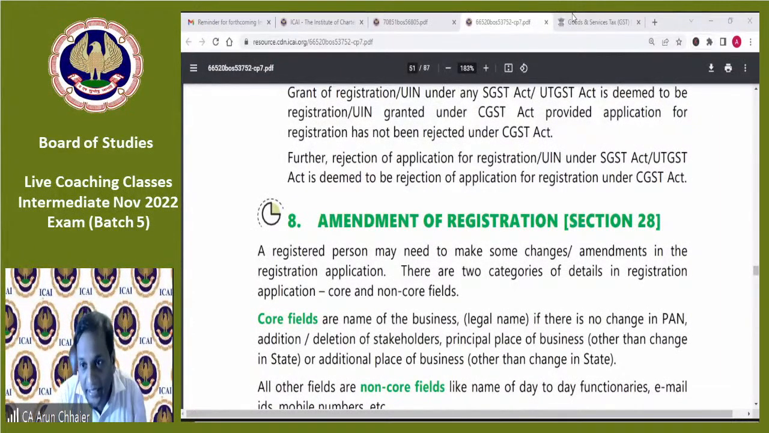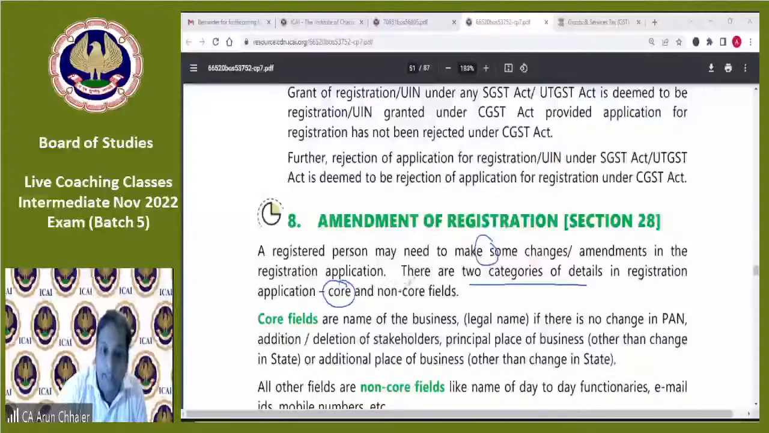So you have to update the certificate, correct? You have to update the registration certificate. How? You need to make an application. There are two categories of the amendment. One is core field and one is non-core field. Core means important. What is the core field? Name of the business if there is no change in the PAN.